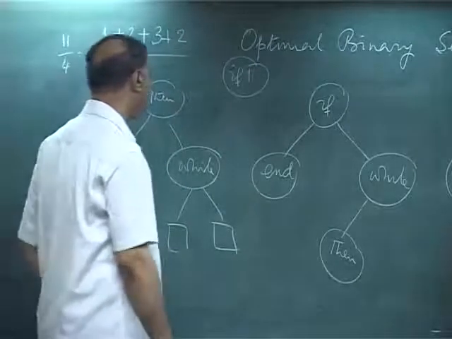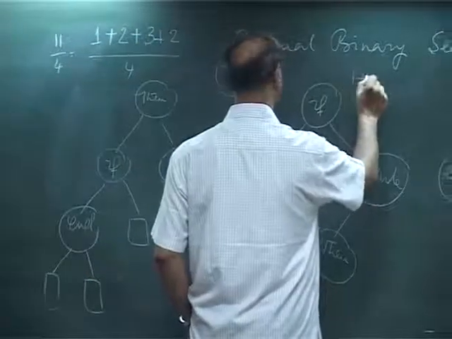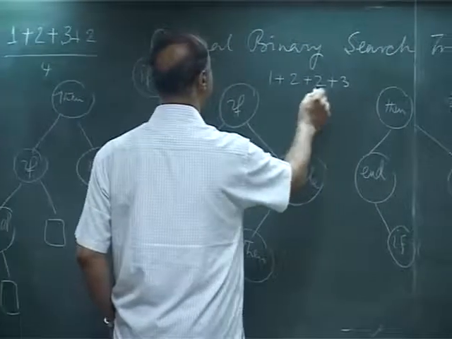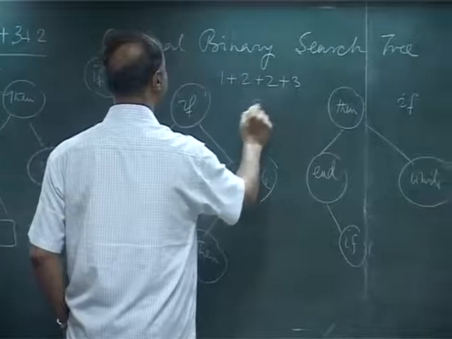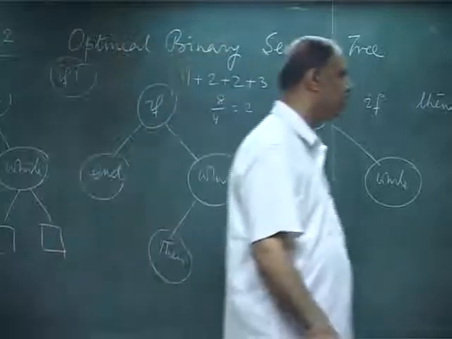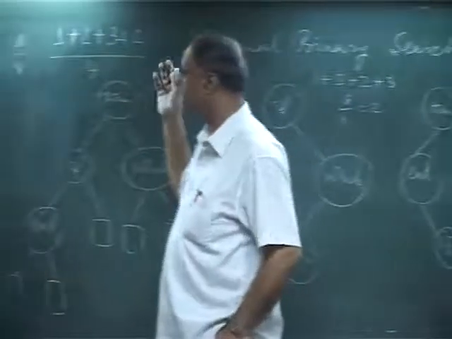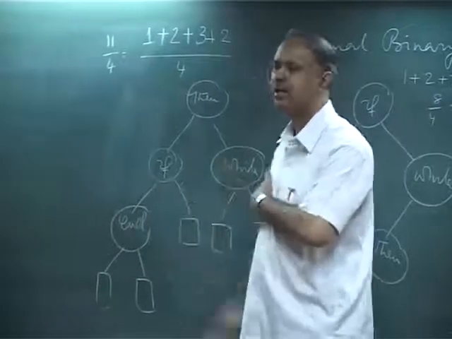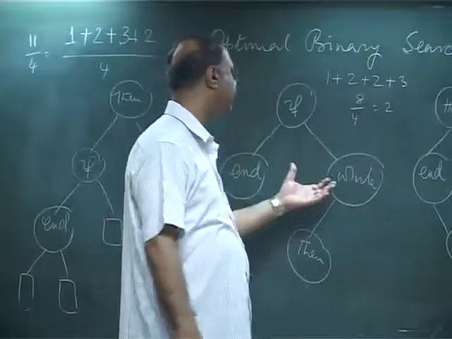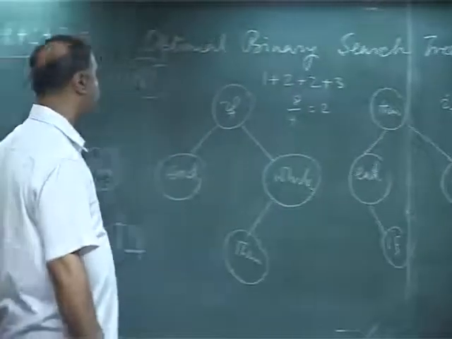But for this case, it is also 1, plus 2, plus 2, plus 3, and it becomes 5 plus 3, 8. 8 divided by 4, so it becomes 2. Okay? So if I assume that they are equally likely, then for a successful search it becomes 2.75 average number of comparisons. In this case, it is 2. And in that case also, it will become 2.75 and so on.